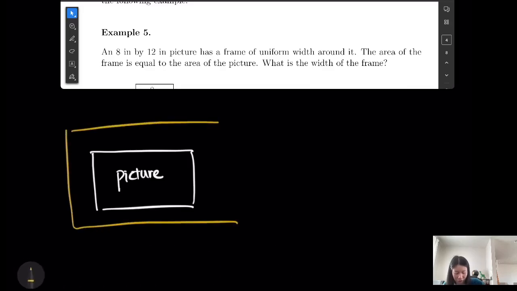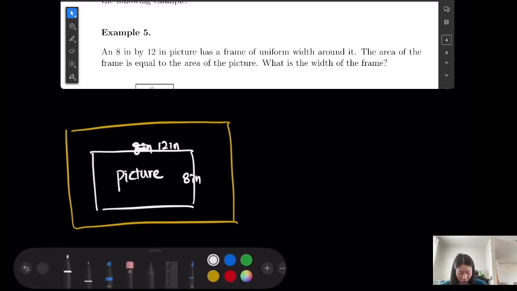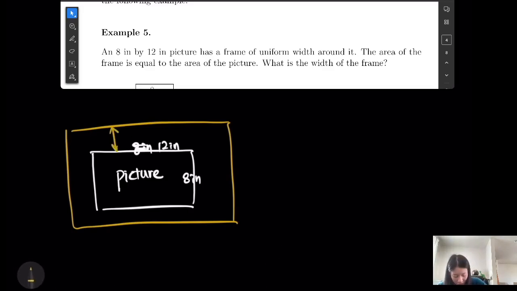In here, they will tell you that the picture is, oh sorry, I should say 12 inches by 8 inches. And then the frame has a uniform width around it. So that means this distance should be the same. If this is x, this should also be x. I mean, this is not a nice picture, but the idea is all of these surrounding widths should be x. So what would be the width of that?